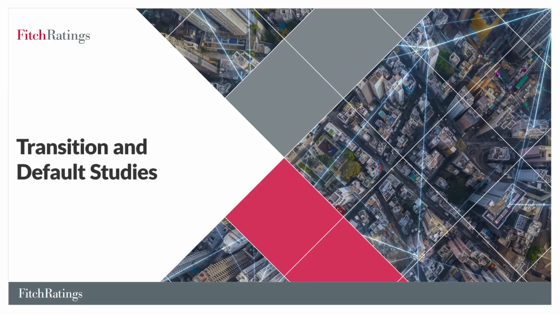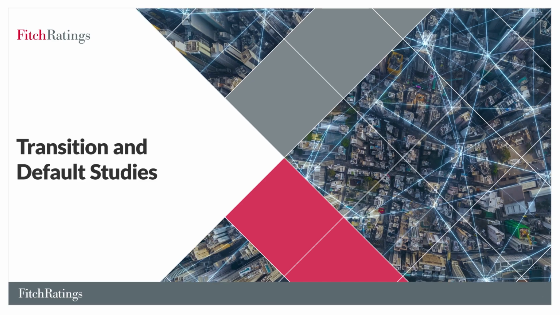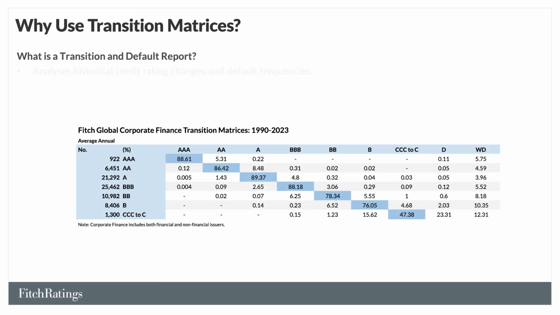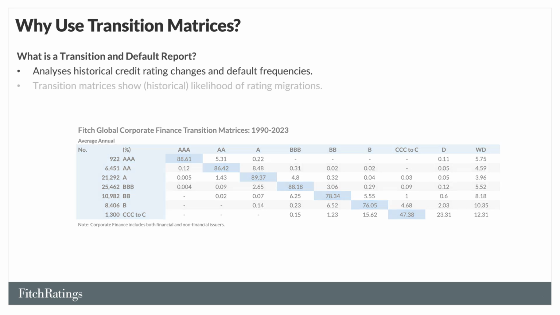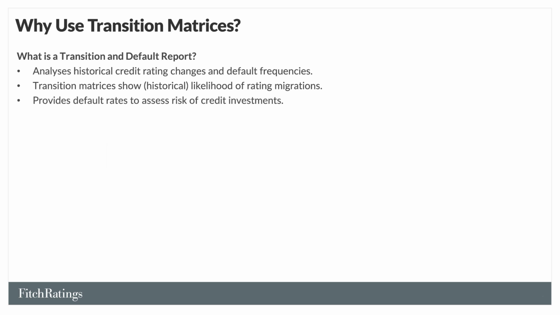This video will help to explain the methodology behind Fitch's annual transition and default studies. A transition default report analyzes historical credit rating changes and default frequencies. Transition matrices show the historical likelihood of rating migrations. The report provides default rates to assess risk of credit investments.